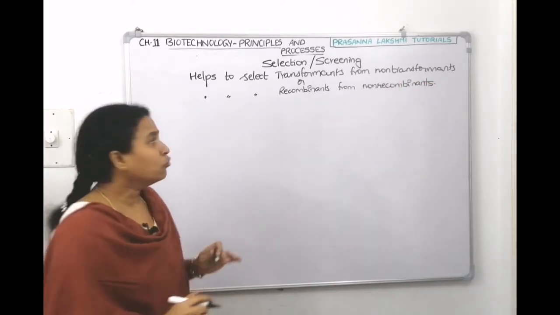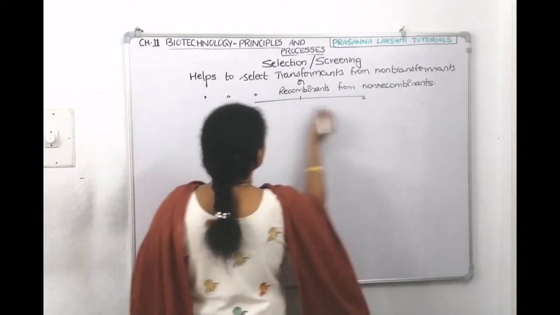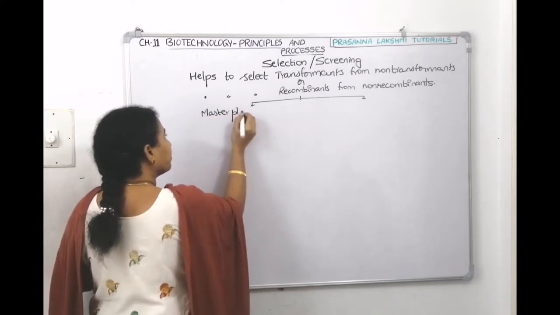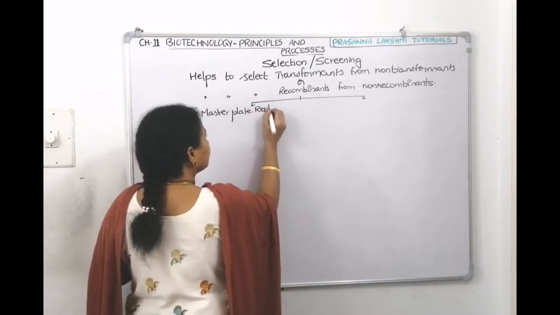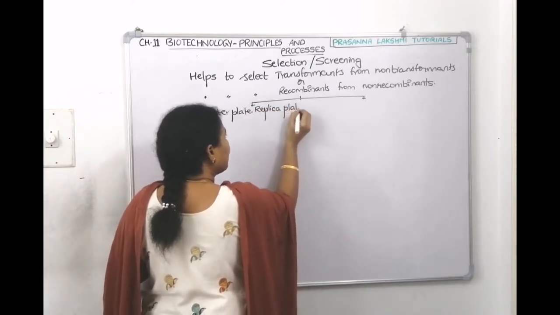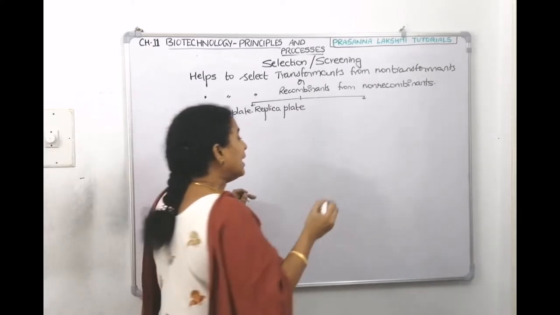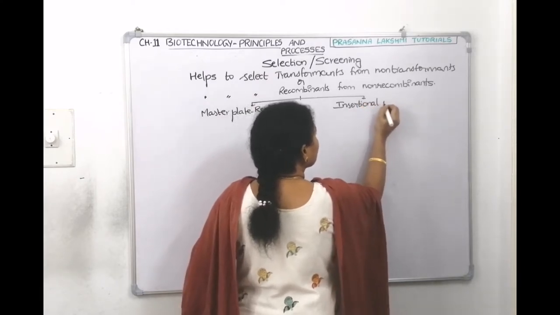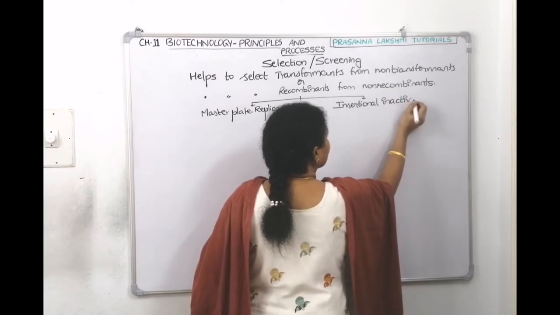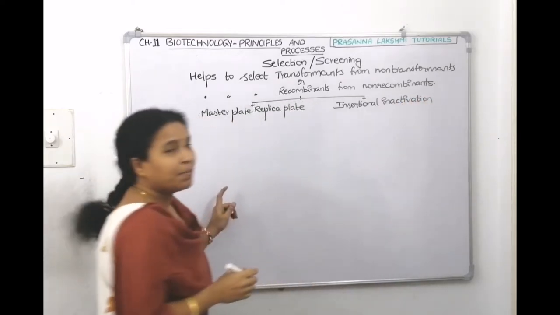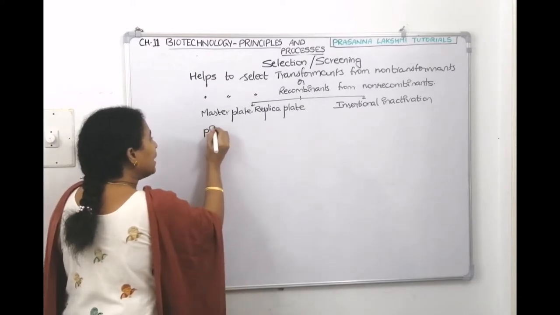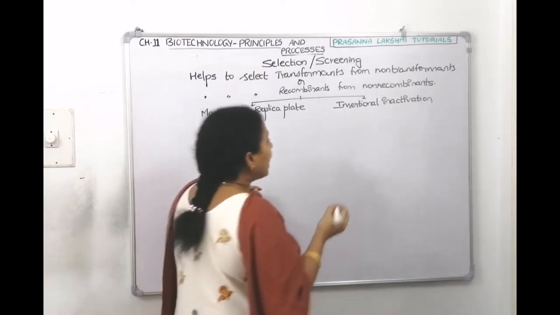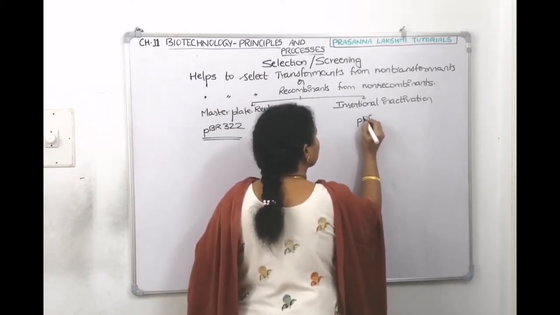So, there are two methods for selection and screening. Just now we saw one method. What is that method called? Master plate, replica plate. Master plate, replica plate method is one method. And the second method is called insertional inactivation method. For master plate, replica plate method, we have taken PBR322 as a vector. Now, for insertional inactivation, I am going to take another vector called PUC vector.